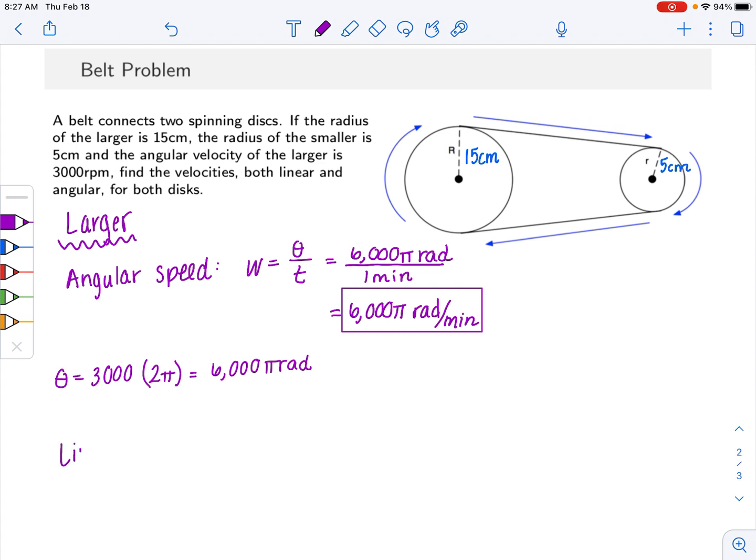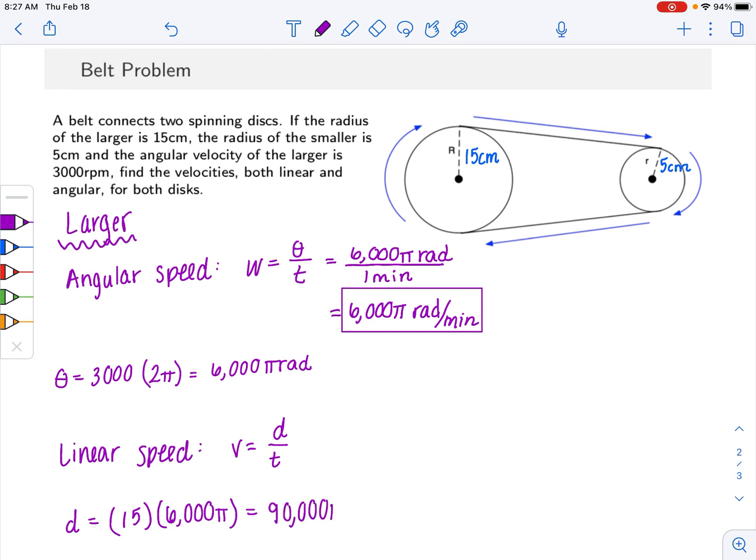Now we'll find the linear speed, still of the big. Again, we're starting with the big because we know that revolutions per minute. Well, this formula is D over T. The distance needs to be in terms of the arc length. So let's do a little math for distance. It's the radius times the angle. Again, we found that angle in the beginning, 6,000 pi. So my arc length is actually 90,000 pi centimeters. That's my distance.